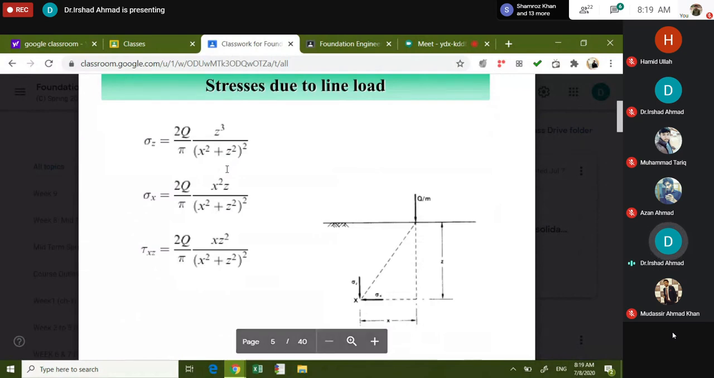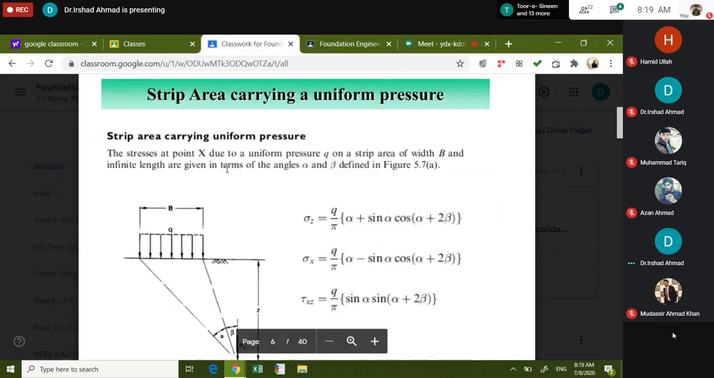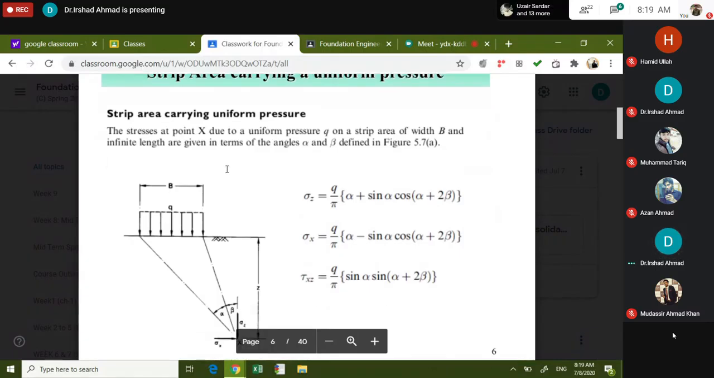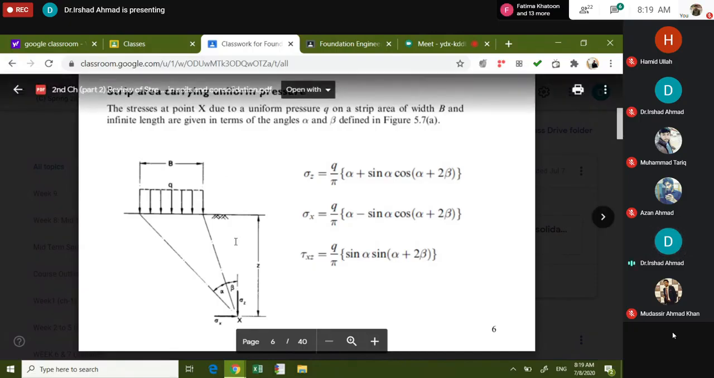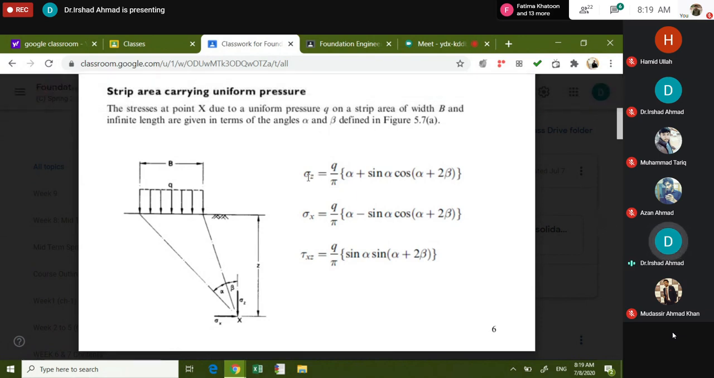This is the stress due to a line load, and these are the corresponding equations. Strip area carrying a uniform pressure. These are the equations, right? Stress due to a strip area, like from a strip foundation or from a wall or from the footing of a retaining wall. All three stresses, in the vertical direction sigma z, in the x direction sigma x, and tau xy are given.